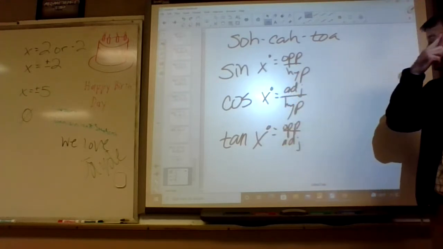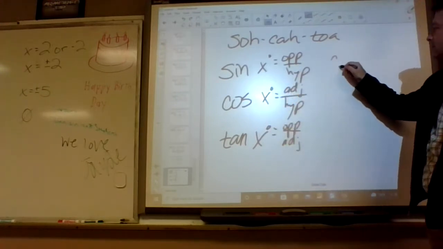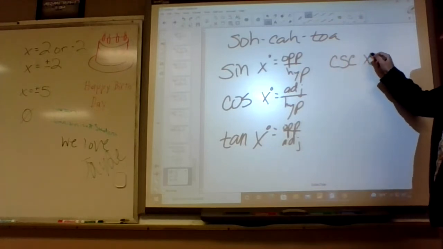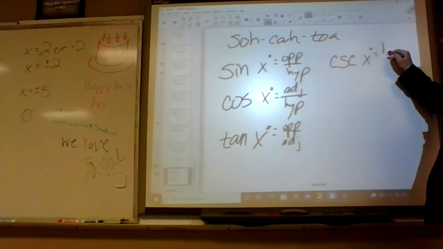What's the reciprocal for sine? Cosecant. So on the cosecant, you just do hypotenuse over opposite.